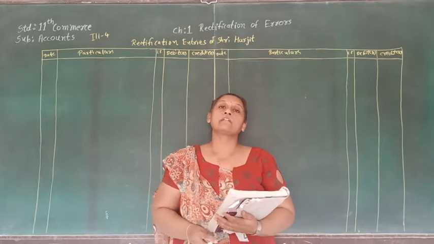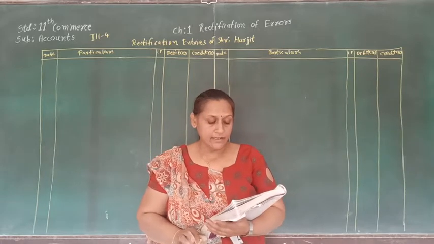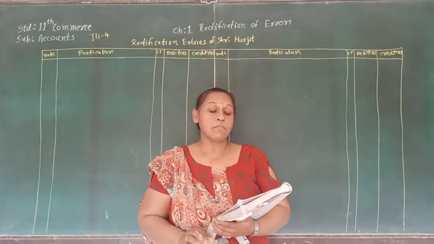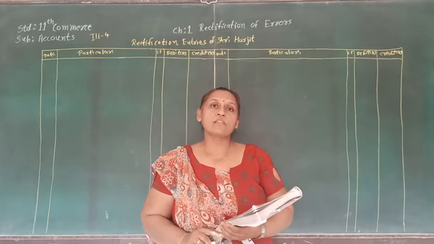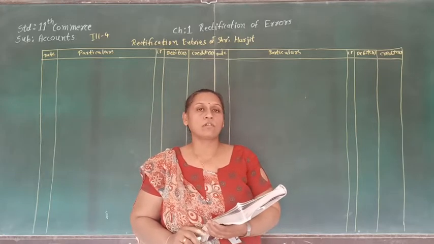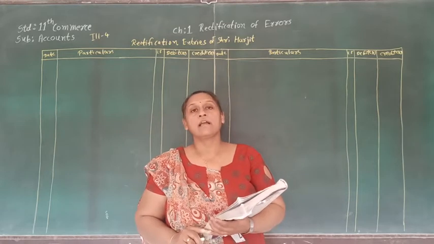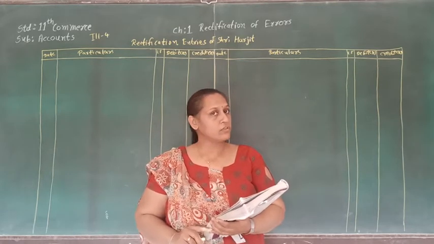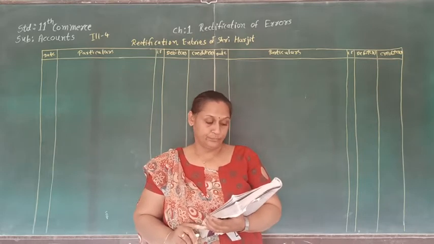So here Harjit has already prepared the trial balance and he has debited the difference of 1000. So there is a debit side difference of 1000 in the suspense account, and he has already prepared the final account, and after that he has found out this mistake. So let's rectify this mistake.